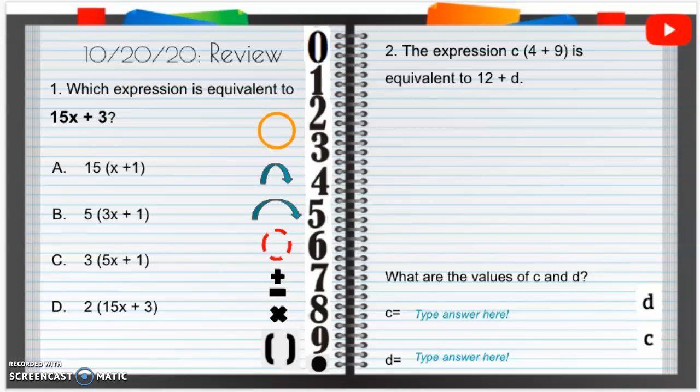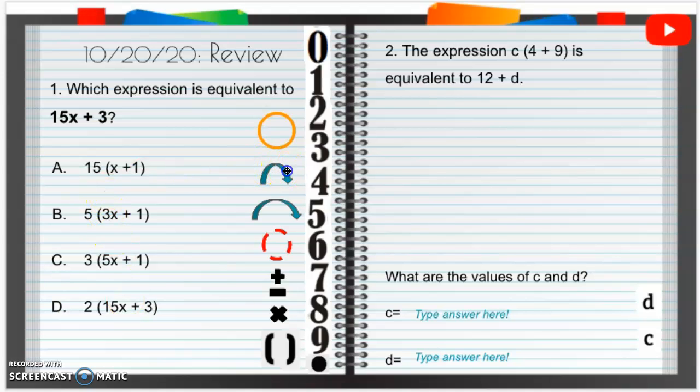October 20th, 2020 review. All right, so number 1, which expression is equivalent or equal to 15x plus 3? Let's take a look here. So, 15x plus 3. So 15 times x plus 3. Which of these is going to give us 15 times x plus 3?